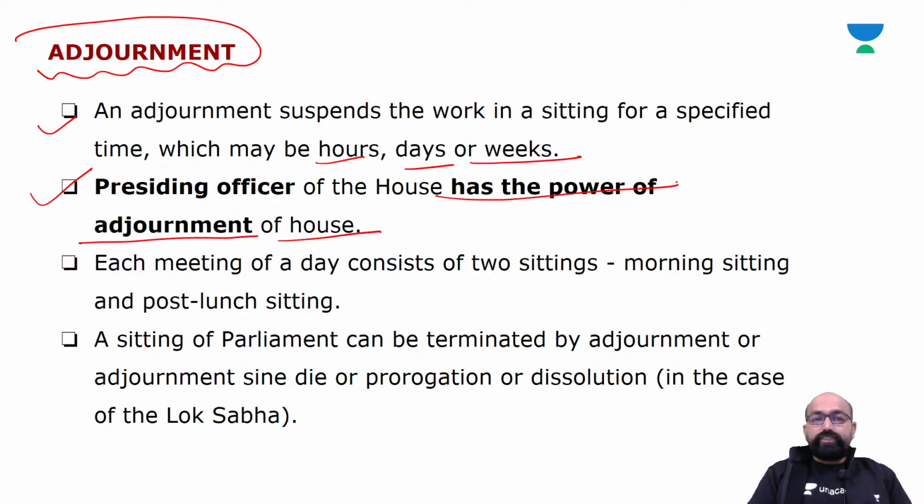In the Rajya Sabha, the chairman of the Rajya Sabha, and in the Lok Sabha, the Speaker of the Lok Sabha normally has the power of adjournment of the House.